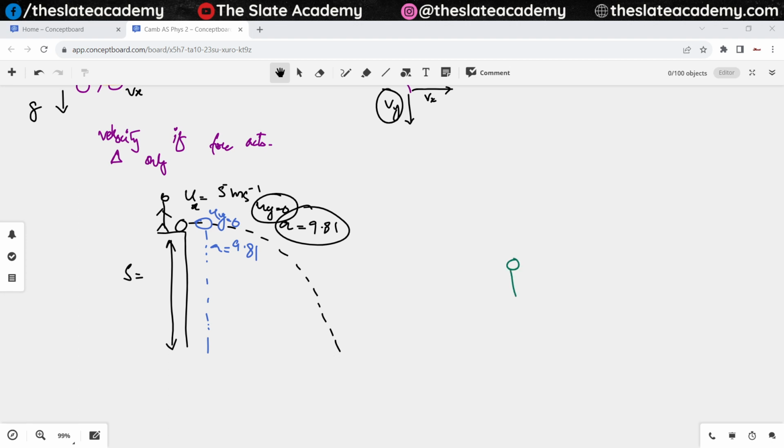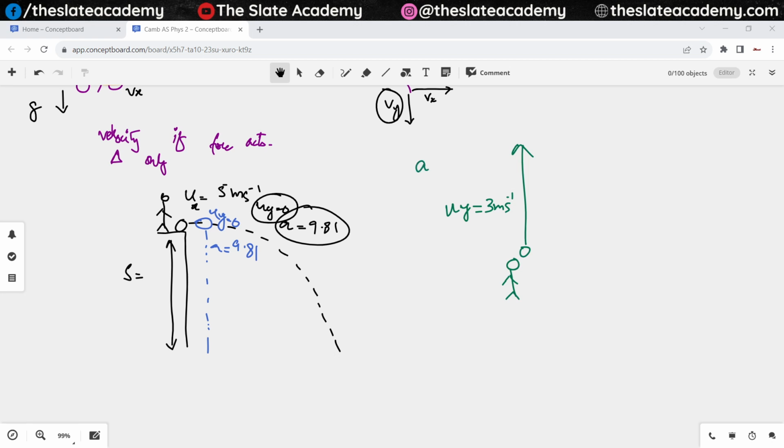So we have got a boy. The boy has a ball. He throws the ball upward with a velocity uy, the initial vertical velocity. Let's give it a value. Let's say 3 meters per second.